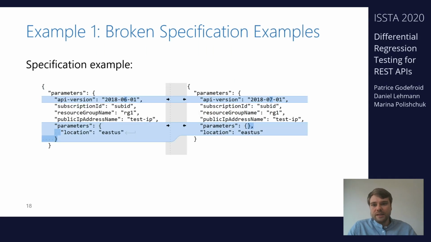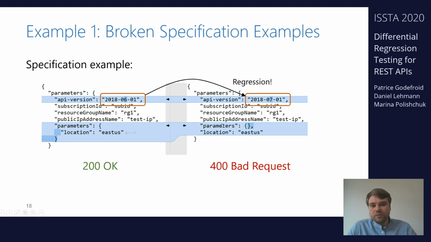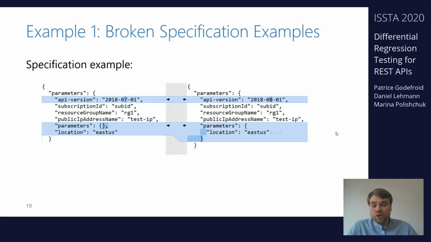To give you a better impression of the regressions that we found, I also want to show some examples. And the first example that I have here is an example of a specification regression. So on the left, you see an old version of a specification, on the right, a new specification version. And when we generate requests from those 2 specifications and send them to the same service version, once it returns 200 OK, and on the new version, it returns 400 bad request. So clearly that is a regression, and you can see the reason is that some properties have been incorrectly moved. And a version later, the specification gets fixed, which is good because it confirms that this was actually a bug.